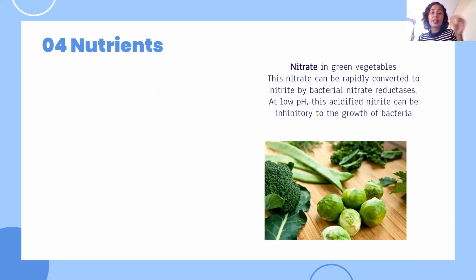Next, guys, is nitrite in vegetables. If there is bacteria, the nitrate will be converted to nitrite. At low pH, this nitrite can be inhibitory for the growth of the bacteria. So the nitrate in vegetables could be converted by the bacteria into nitrite, and this nitrite is not a good metabolite for bacteria.